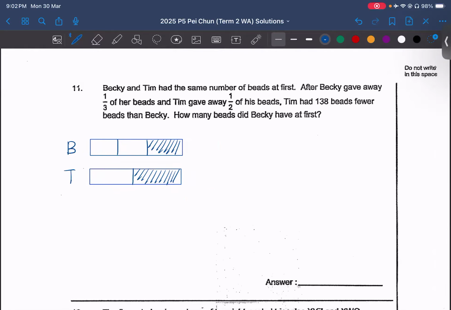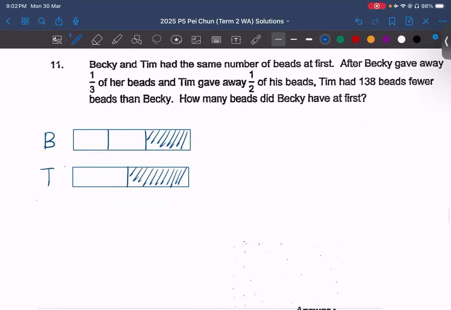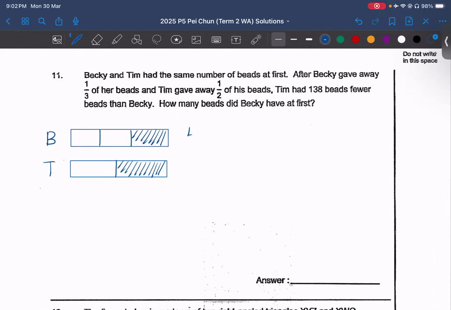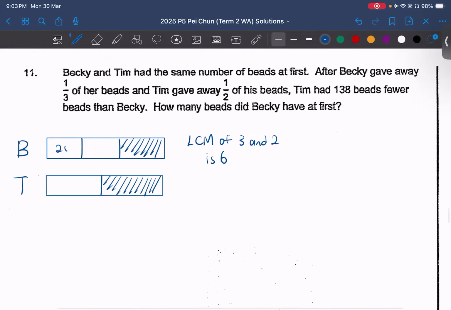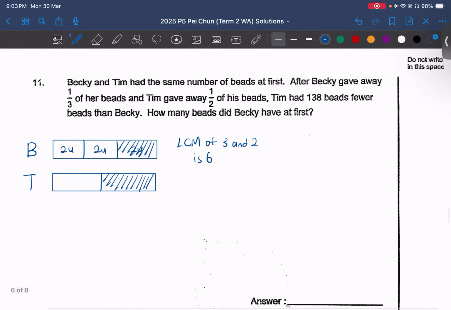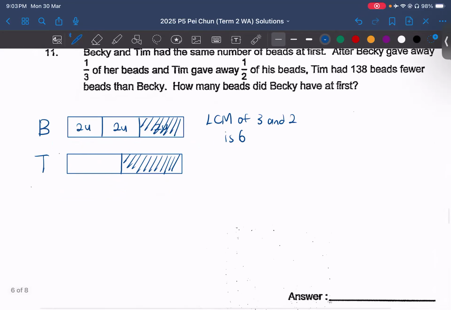Okay. So first, you know that they have the same number of beads at first. So how can we make Becky and Tim into equal units? Now Becky is three parts and Tim is 2 parts. In order to make them the same, we have to find the lowest common multiple of 3 and 2, which is 6. So Becky is 3 parts. To make it 6, we just multiply by 2. So each part will represent 2 units each. Whereas for Tim, he is 2 parts, so we want to make it into 6. So we multiply by 3. So each part will be 3 units.